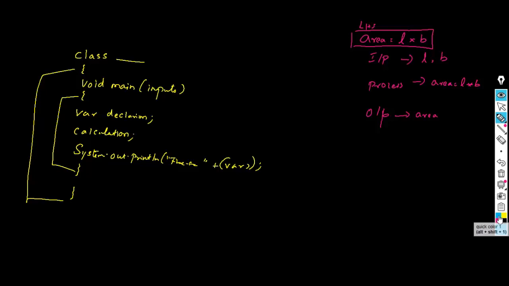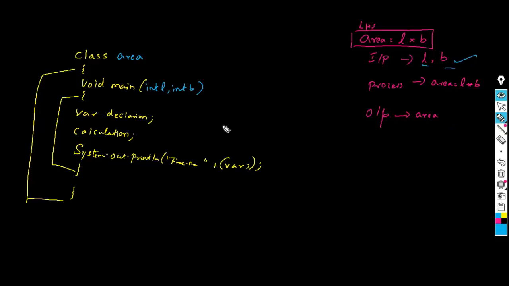The process will be area is equal to length into breadth. So if I have to write the program for this, how do I start? So what am I doing? I'm just replacing the same thing. So let me write class. I'm just writing it as area. So I'm finding the area, right? So class area. And now what is the input? So input will be two things. What are the inputs that I have to write here? One is int L, the other one is int B, because I have two inputs.